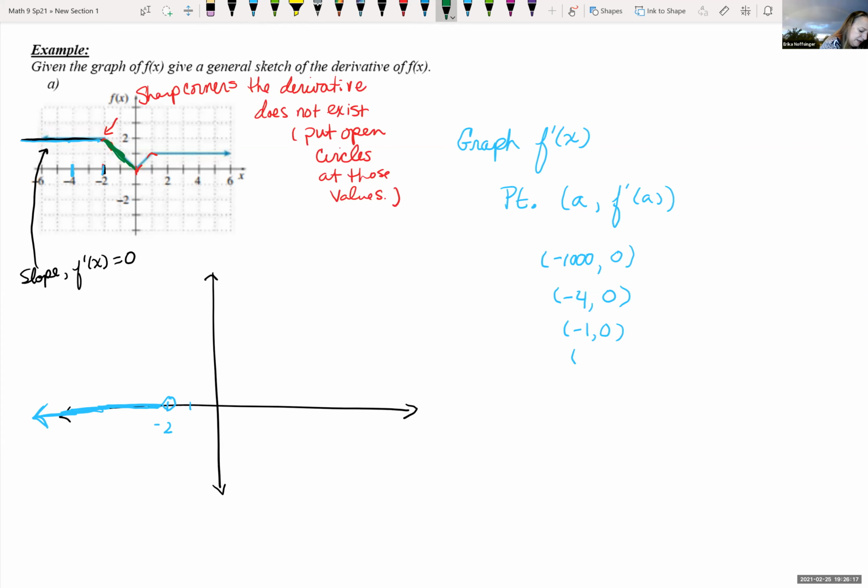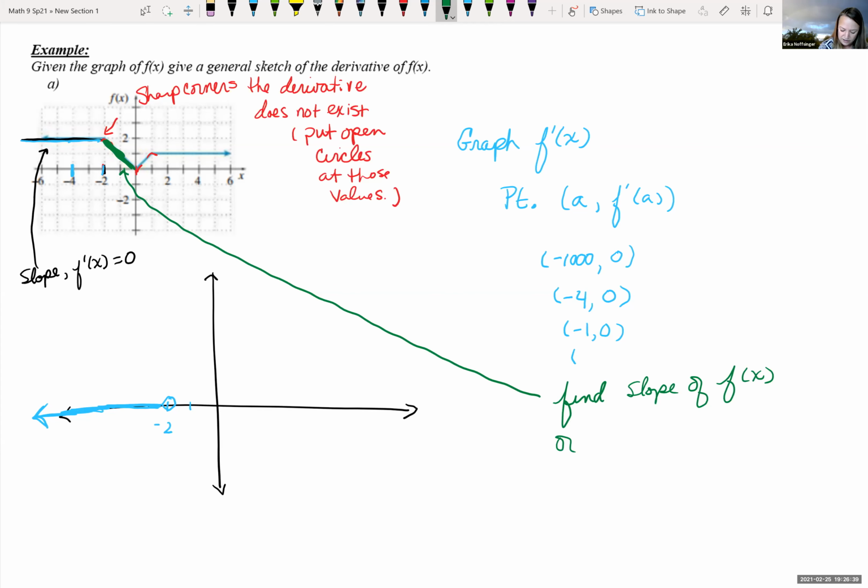And this is a line. So again, I know my slope of that line is always going to be the same. So I need to figure out, what is this slope? So let's find the slope of f of x. Or another way to say that, f prime of x on the interval from x equals -2 to 0.